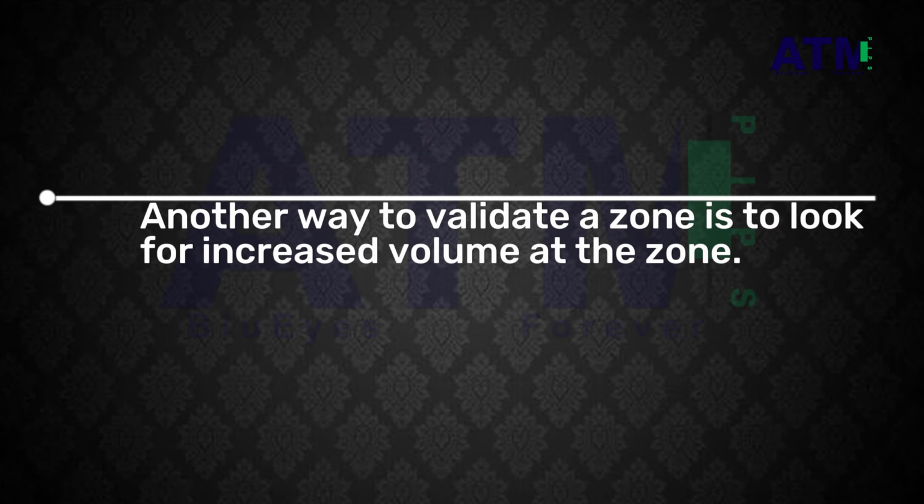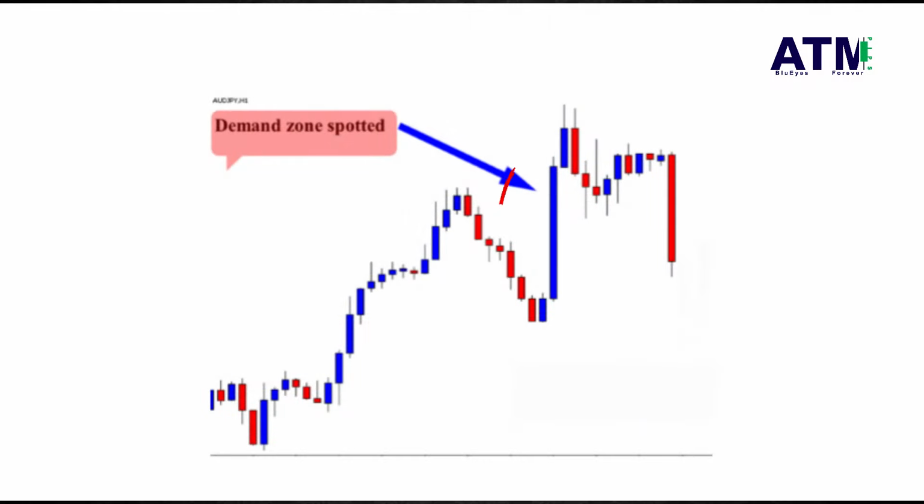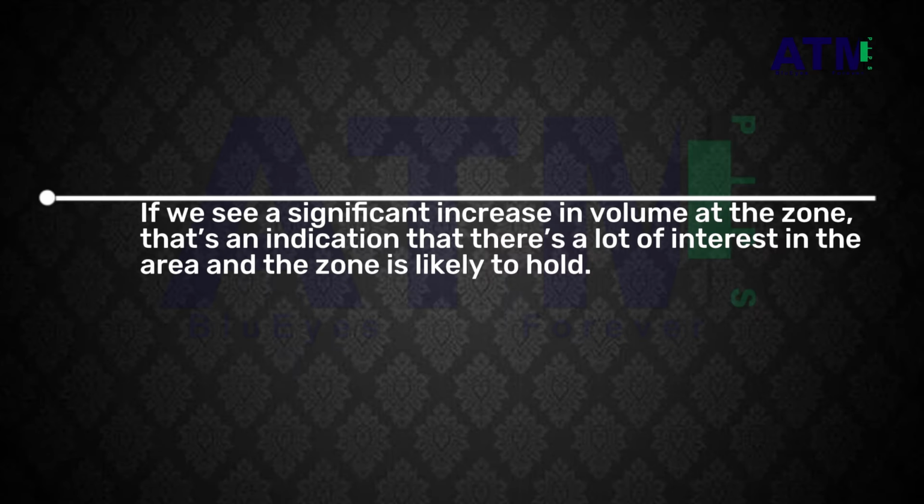Another way to validate a zone is to look for increased volume at the zone. If we see a significant increase in volume at the zone, that's an indication that there's a lot of interest in the area and the zone is likely to hold.